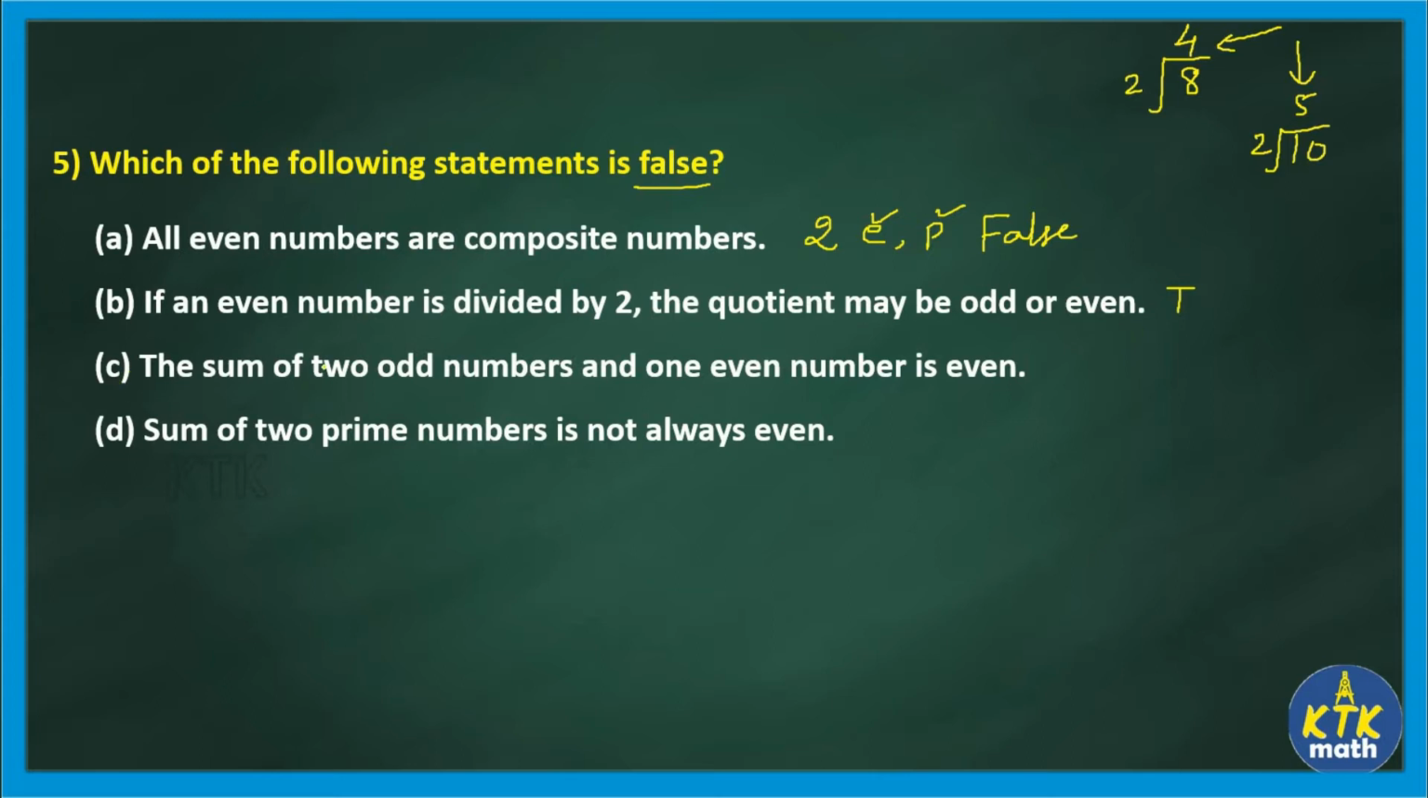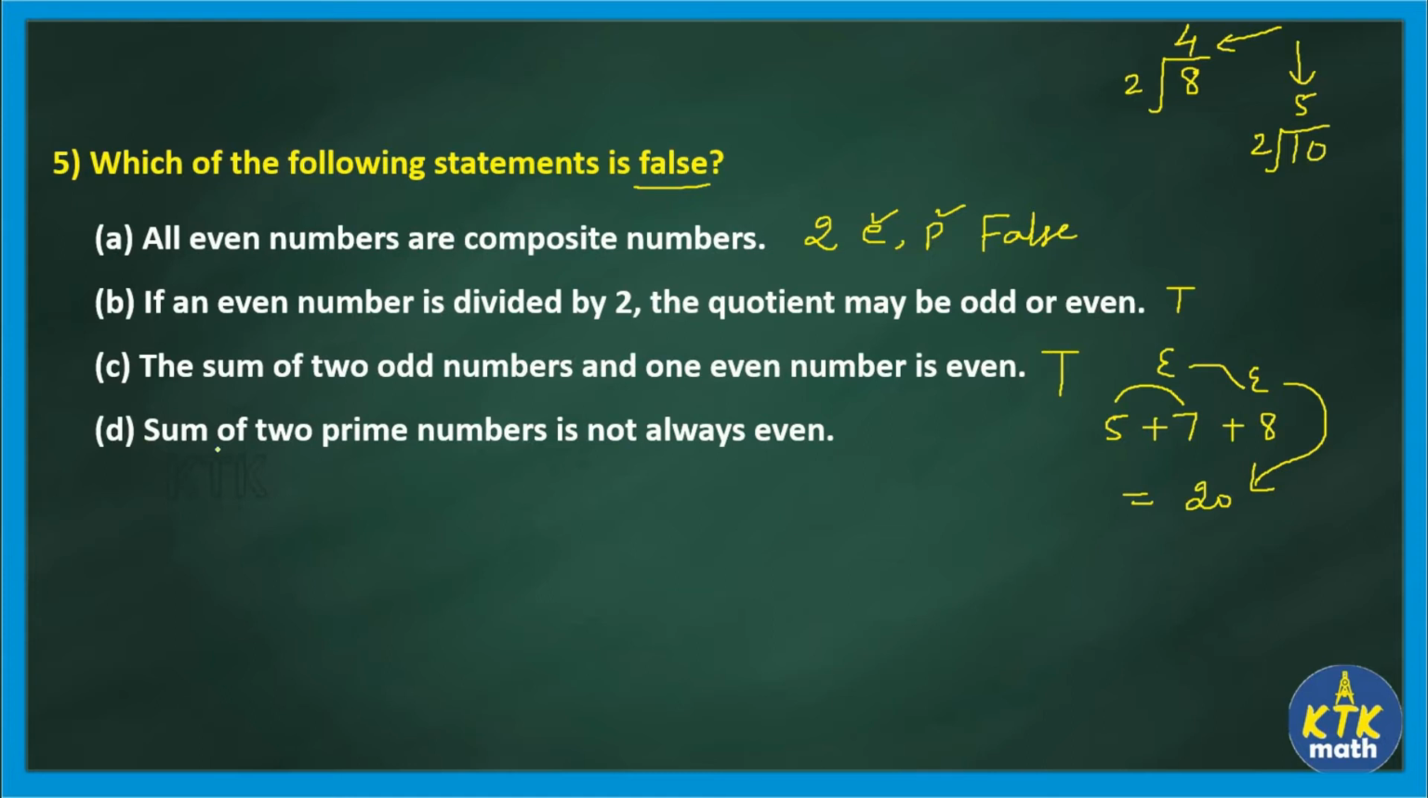Then C is sum of two odd numbers and one even. For example, if I'm adding two odd numbers 5 and 7 and one even number, in this case your answer is going to be even. So when you are adding two odd numbers, it is going to be an even number. So even plus even is going to be again an even number. So your option C is also true. I am just giving you this explanation only for your understanding, because already we got the answer. Option A is the correct answer for question number 5.